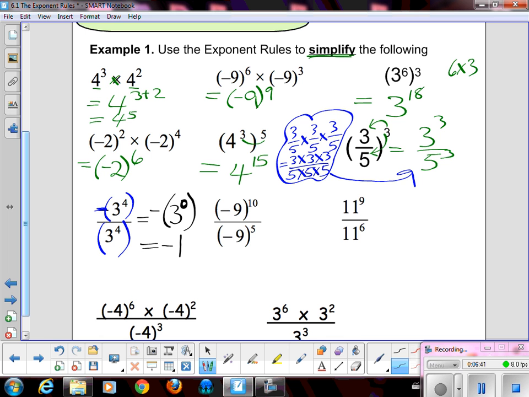Okay, the next one, same kind of idea here. Notice my base is -9. And I'm dividing. So -9 to the power of 10 take away 5, which is 5. Next one, my base is 11. I'm dividing, so I need to go 9 take away 6, which is 3.